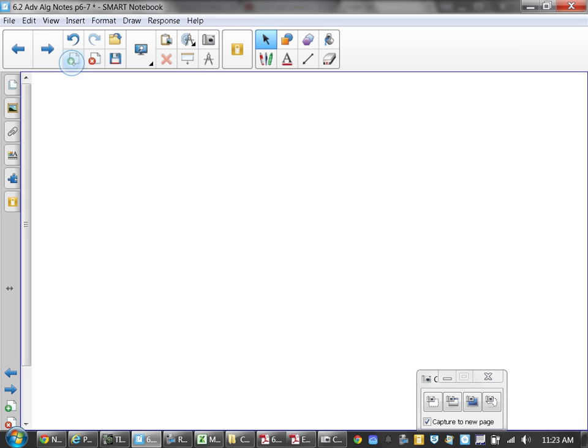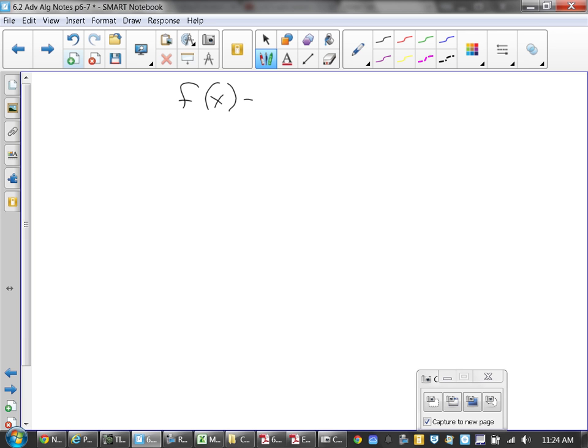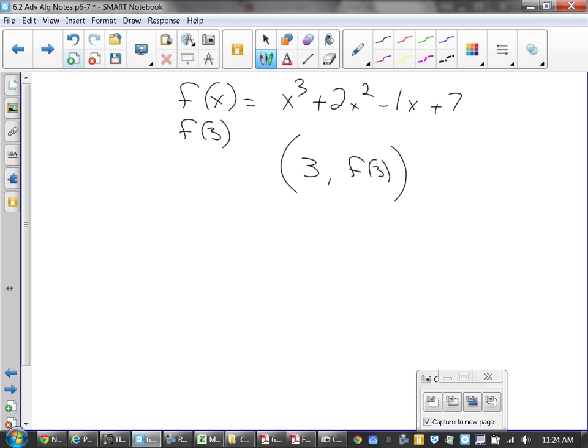If you remember with the synthetic substitution, we had a function, f of x, let's say it was x cubed plus 2x squared minus 1x plus 7. And we were substituting in to find f of 3. What we were doing there is saying 3 was going to be the x value, and f of x became the y value. They were ordered pairs. Your ordered pair would have been 3, comma, whatever f of 3 was.